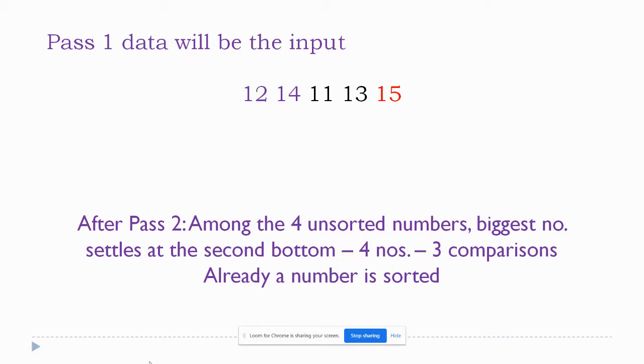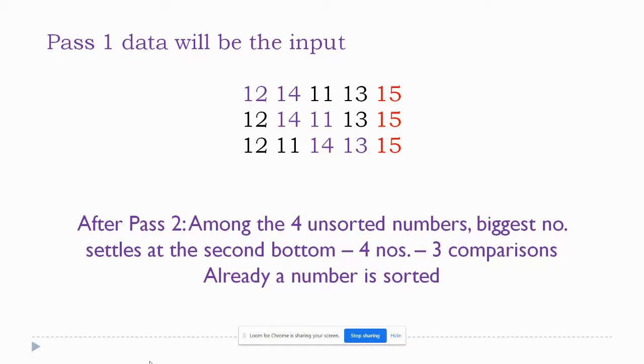Taking that data as an input, now I am not going to touch the last element because it is already in the sorted order. I am going to take only the first 4 elements, namely 12, 14, 11 and 13 respectively. The first adjoining pair is 12 and 14. 12 is relatively a smaller number, hence I am not going for a swap. When I compare 14 and 11, the next adjoining pair, 14 is a bigger number, I am going for a swap there.